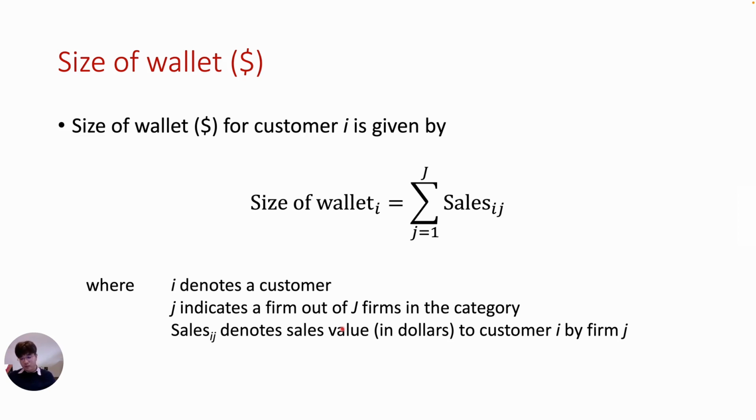First, size of wallet. Its mathematical definition is simple. Think of a customer i, and this customer's size of wallet is given by the sum of sales to this customer by all firms in the market. Let j denote a firm in the market and capital J be the total number of firms in the market. And then the size of wallet is given by this equation. You can also find this definition in our textbook with other examples.